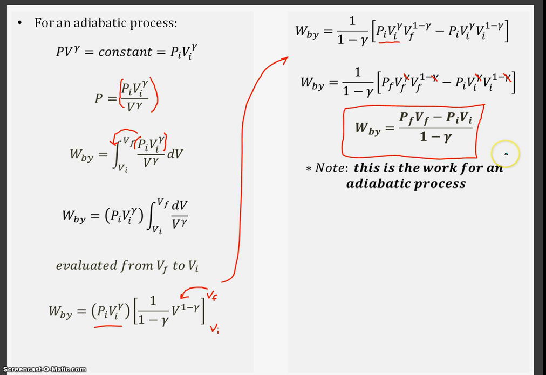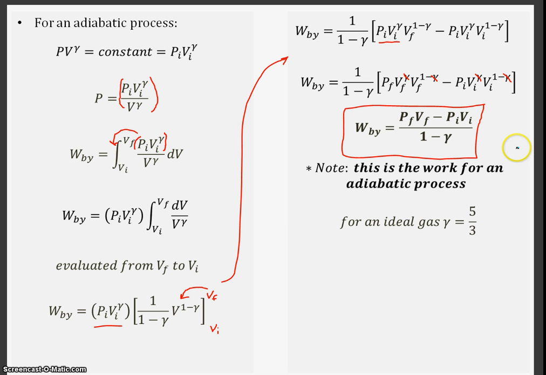And for an ideal gas, gamma is equal to 5/3. We figured that out previously. We showed from the derivation of PV to the gamma is constant that gamma for an ideal gas is 5/3.